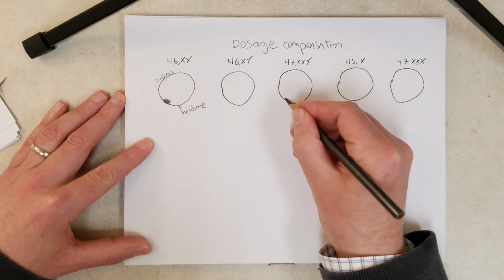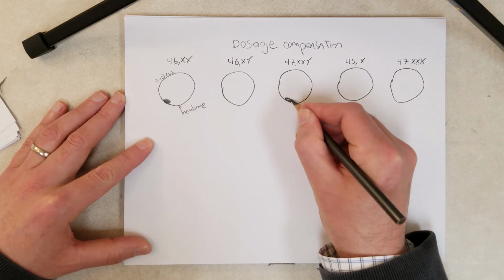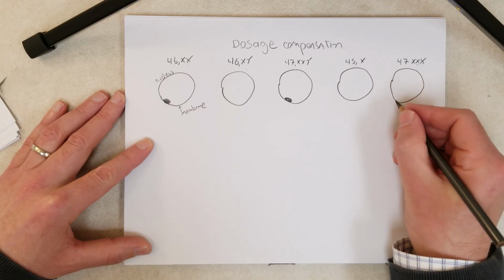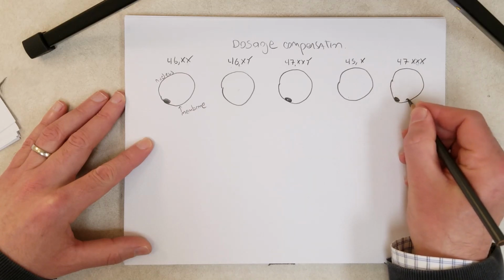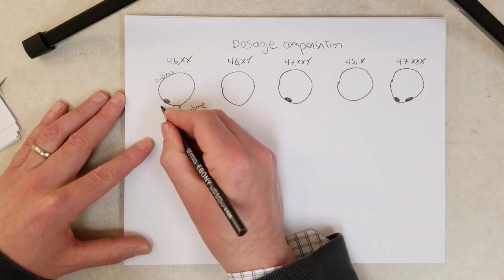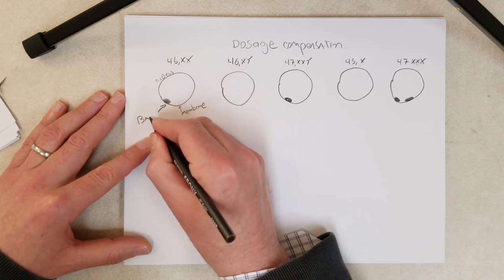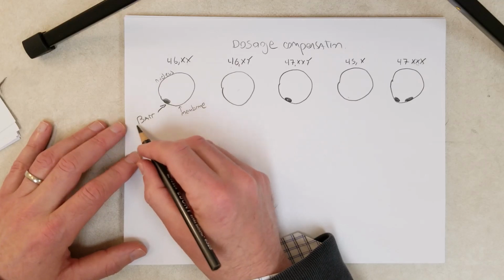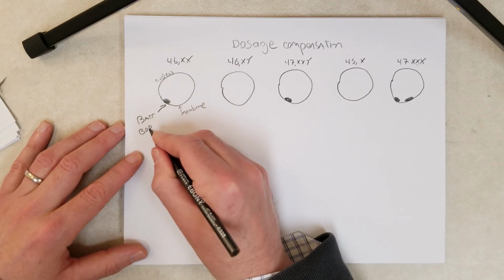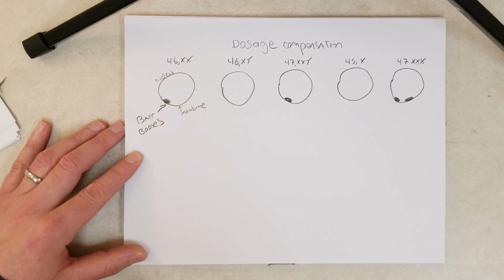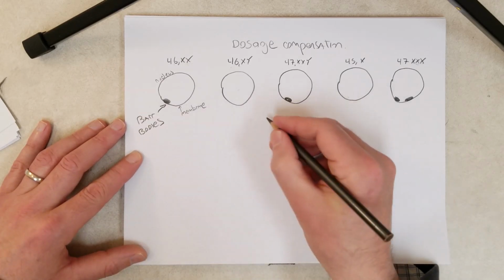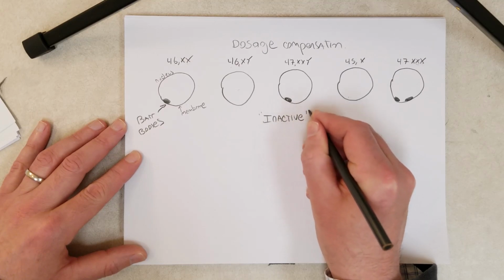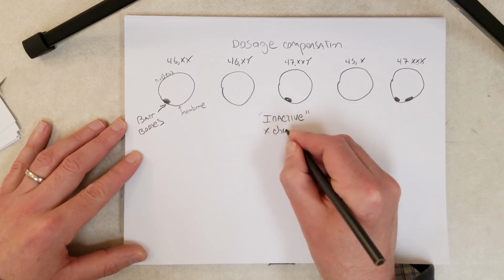They did see one here. They did not see one here. And in this individual here, they see two darkly staining bodies. And these are named after the scientists who discovered them. I think it was Murray Barr, and they're called Barr bodies. And it turns out that they are inactive X chromosomes.